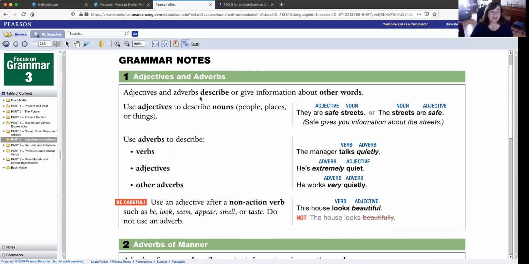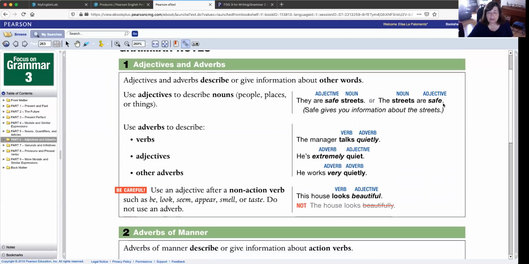So it tells you that adjectives and adverbs describe or give information about other words. We use adjectives to describe nouns, people, places, or things. For example, look at the right side. They are safe streets, or the streets are safe. Both sentences mean exactly the same thing. But in the first one, they are safe streets. We have the adjective coming before the noun.